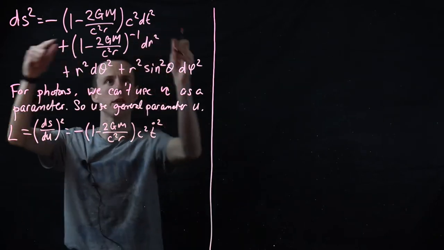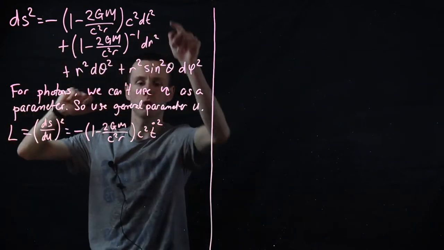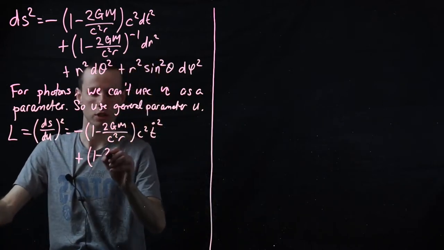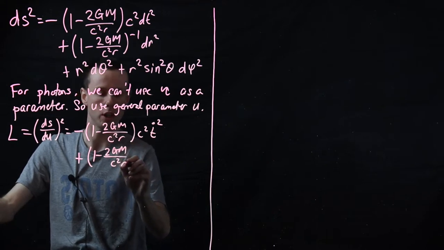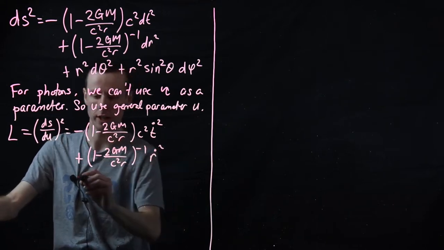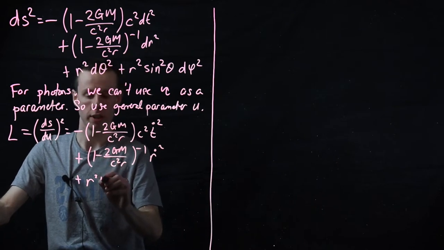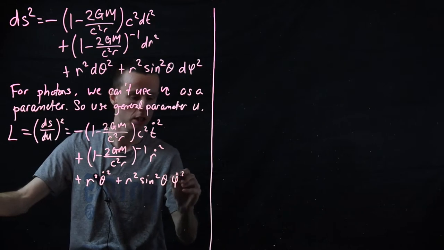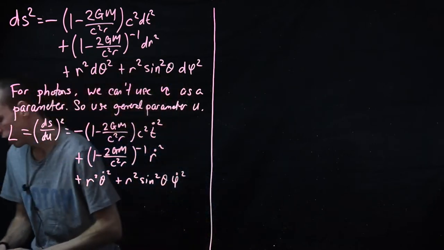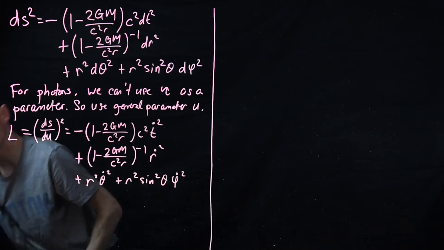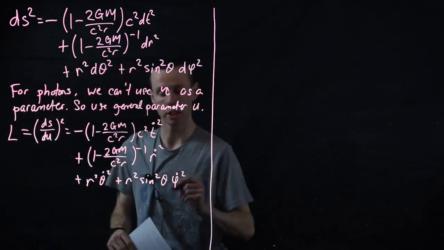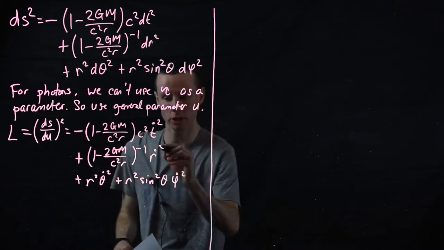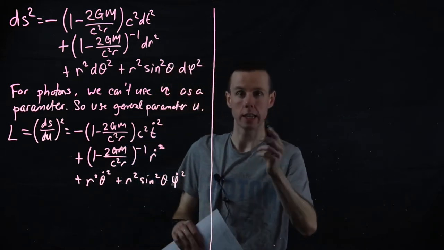Remember, you just take the metric, and everywhere you have a differential, you change it to a coordinate with a dot. That's how you get the Lagrangian. Plus (1 minus 2GM over c squared r) to the minus 1 r dot squared plus r squared theta dot squared plus r squared sine squared theta phi dot squared. Now, if you go through all the steps of finding the geodesic equations, you will actually get the same equations that you got for the massive particle, at least for the t, theta, and phi coordinates.